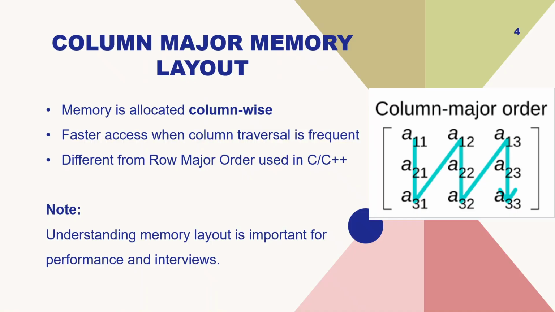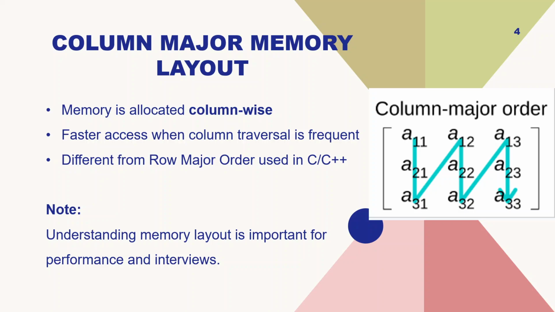Now let's look at the column major memory layout. In column major order, memory is allocated column-wise like this. We store the first column A11, A21, A31, then A12, A22, A32. After that, A13, A23, A33. This means all elements of the first column are stored together in a continuous memory location. After that, elements of the second column are stored, then the third column, and so on.